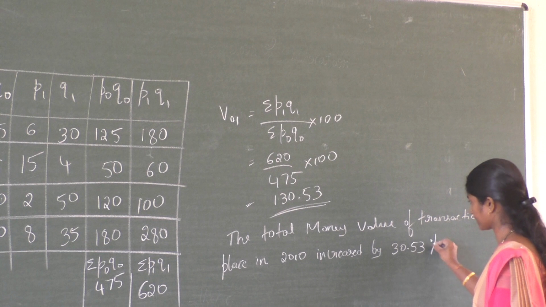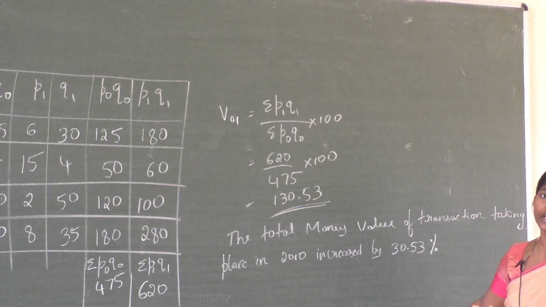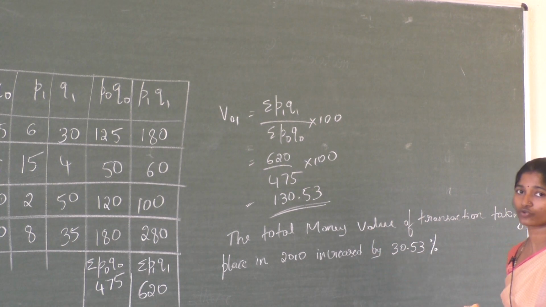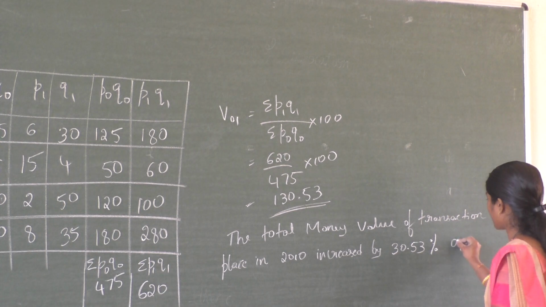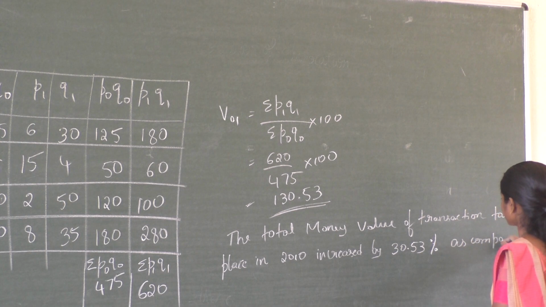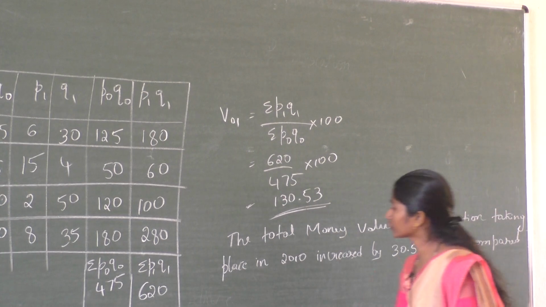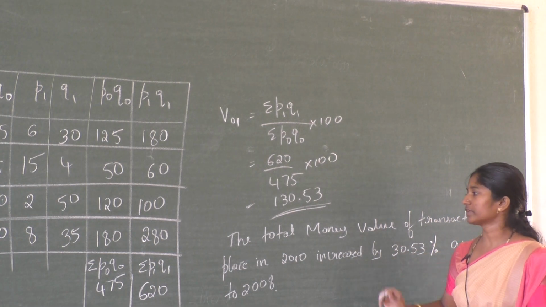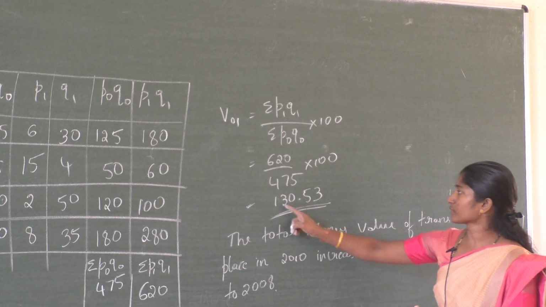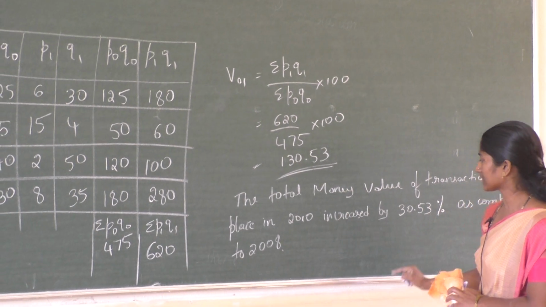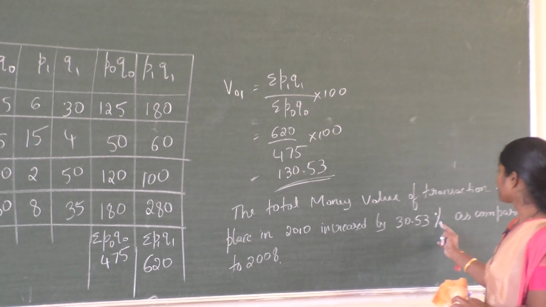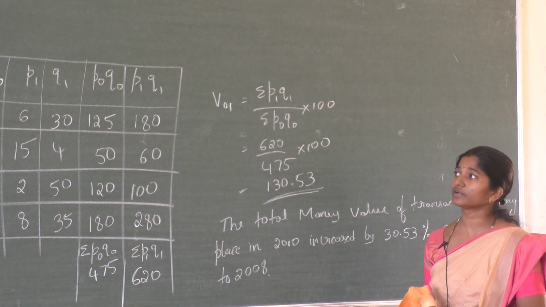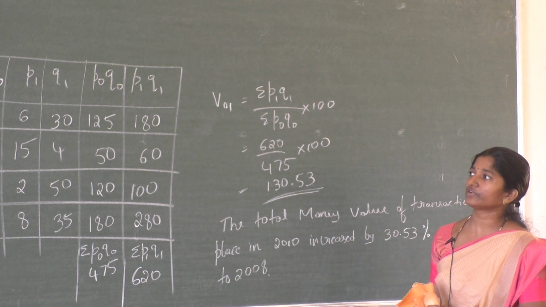So this much percentage, 30.53, has increased in the current year, 2010, as compared to the base year 2008. This is our comment if they ask: 130.53 means an increase of 30.53 percent when compared to 2008. Here the table of the value index number is completed.